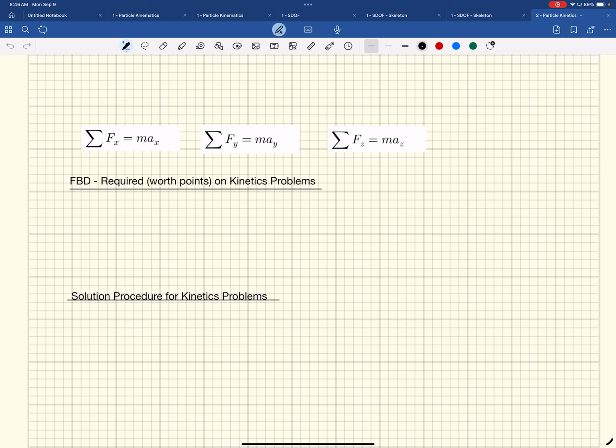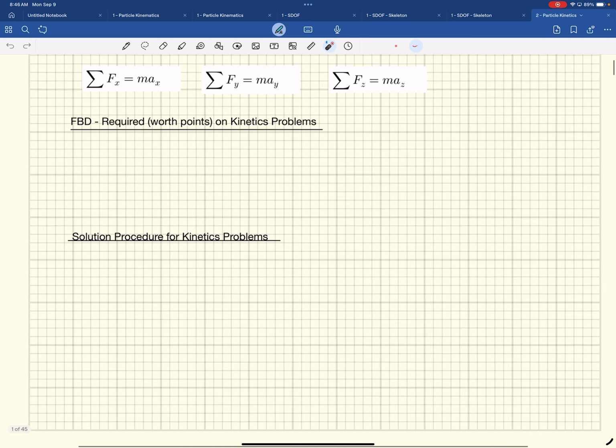In this case, though, we're going to draw a free body diagram and sum the forces. The sum of the forces in the x is going to be mass times acceleration in the x. Sum of the forces in the y, mass times acceleration in the y, and then the sum of the forces in the z is going to be mass times acceleration in z. Just as simple as that, okay? So we're going to draw these little free body diagrams, and then out of that, we can get our acceleration equations. Once we get the acceleration equation, we can go.